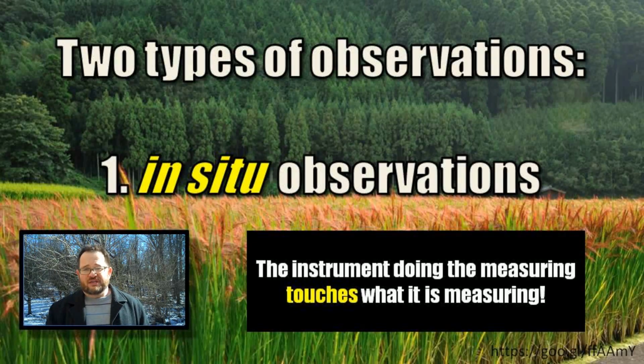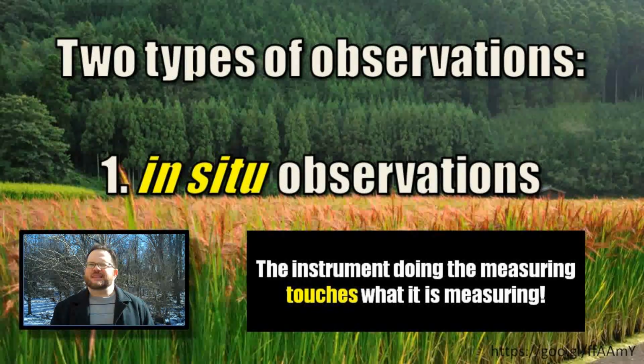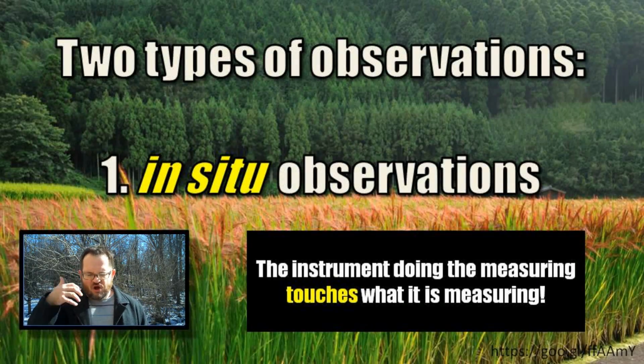One strategy is what we call in situ observations. In situ is a Latin phrase that means something like on the site or right here, right now. An in situ observation is taken when the instrument that is doing the measuring is actually touching what it measures. The thermometer is touching the air and it's measuring the temperature of the air. A scale in your bathroom is touching you and weighing you.